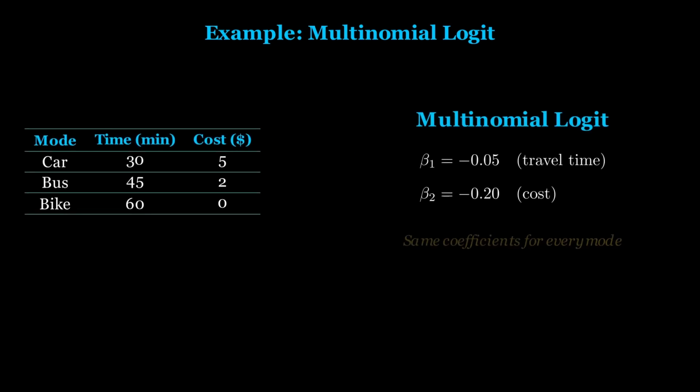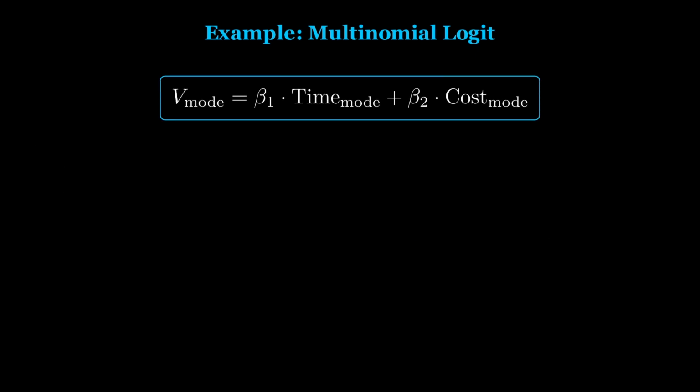In the multinomial Logit model, the coefficients for travel time and cost are assumed to be the same across all alternatives. Suppose the estimated coefficients are beta 1 equals negative 0.05 for travel time, and beta 2 equals negative 0.2 for cost. Both are negative, which makes sense. More time and more cost make an option less attractive. The linear component for each mode is beta 1 times the travel time plus beta 2 times the cost. Let's compute all three. For the car, negative 0.05 times 30 gives negative 1.5. Negative 0.2 times 5 gives negative 1. Adding those, Vcar equals negative 2.5.